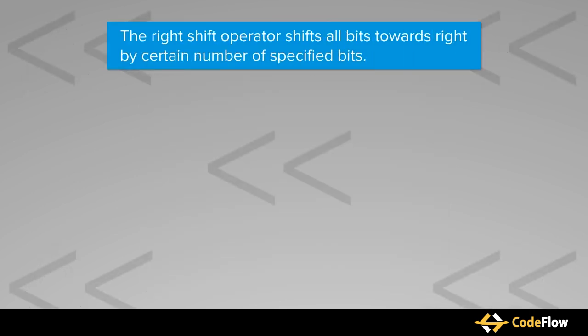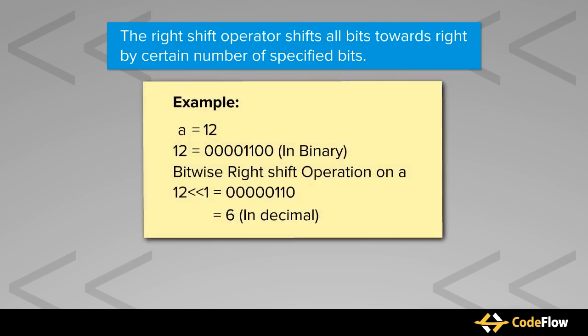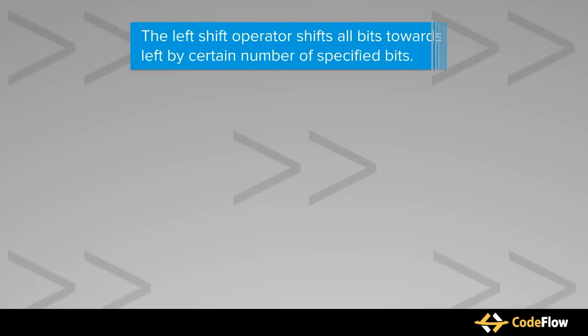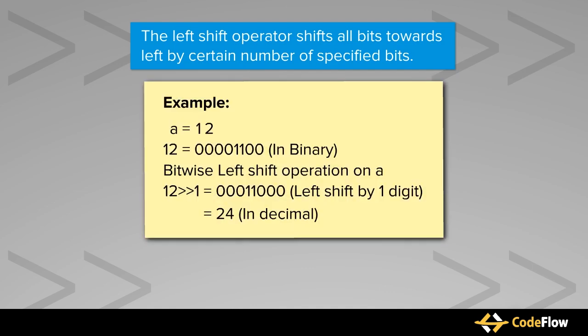The right shift operator shifts all the bits towards right by a certain number of specified bits. For example, here the right shift operator on 12 would give us 00000110, whose decimal equivalent is 6. The left shift operator shifts all the bits toward left by a certain number of specified bits. For example, here the left shift operator on 12 would give us 00011000, whose decimal equivalent is 24.